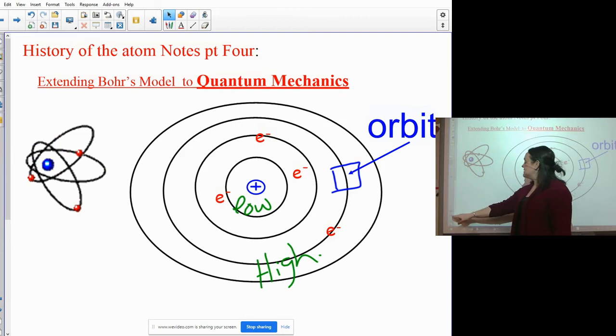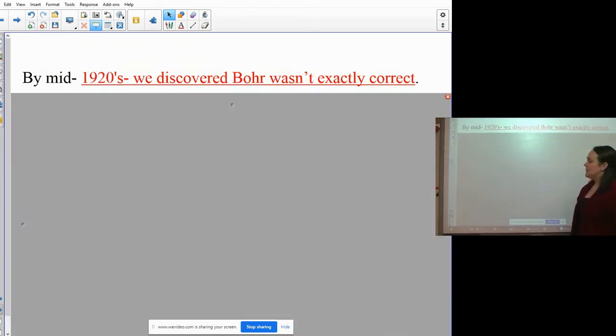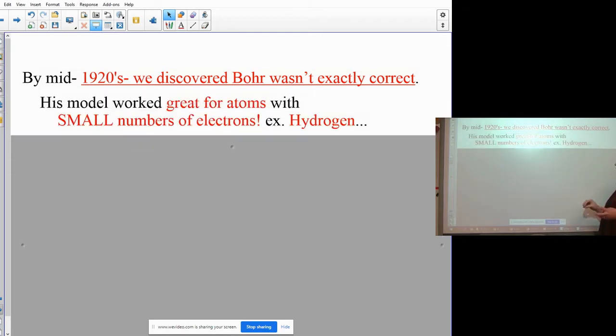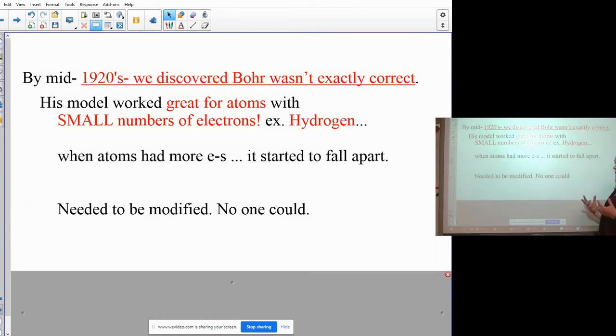Okay. So the biggest problem that we had here is by the mid-1920s, when we were trying to work with some spectra of some bigger elements, Bohr's model was not working. Okay. Bohr's model was not all the way correct. And it was great for atoms with a small number of electrons like hydrogen, but as they got bigger, it started to fall apart. And everybody was trying to figure out and tripping over themselves, trying to figure out where these electrons are. What are they doing? I mean, if they aren't in predictable paths, where are these electrons?